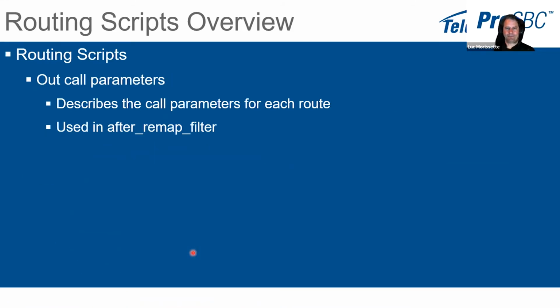And then you have also the out call parameters. So these are the same as the incoming call parameters, except you have them for each of the routes in the system. And it can only be used in the after remap filter because it doesn't exist before. All right, so then you have a series of parameters for each of the routes, and you can manipulate these if you need to.